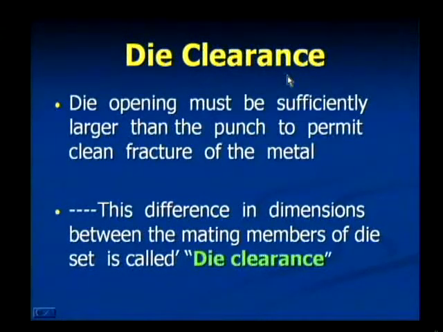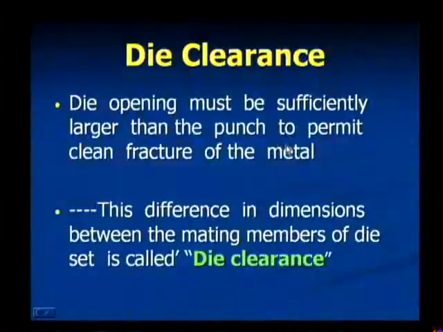Die clearance is a very important factor. Let us see: the die opening must be sufficiently larger than the punch to permit clean fracture of the metal. As was just discussed, to have a clean fracture, the cracks propagated from the punch as well as the die edge should meet at one point. Otherwise, the fracture may not be clean enough. So, to have clean fracture, the die opening must be sufficiently larger than the punch.